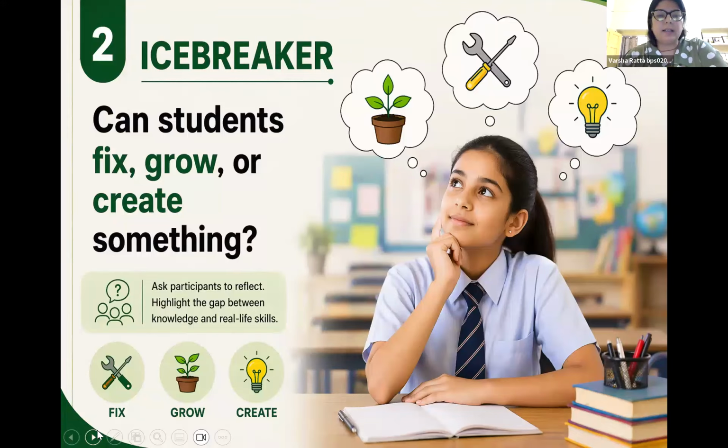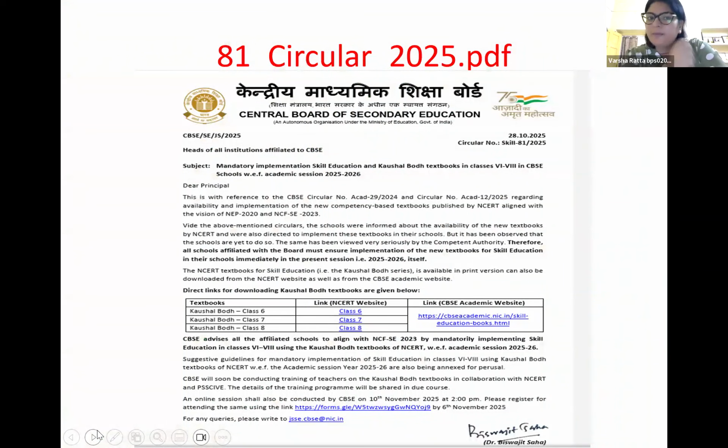Let's go ahead. If you've seen this circular, it's circular number 81, and it came in 2025. It was in October that this was published. Have you all gone through this circular, have you seen it, everybody? Yes.